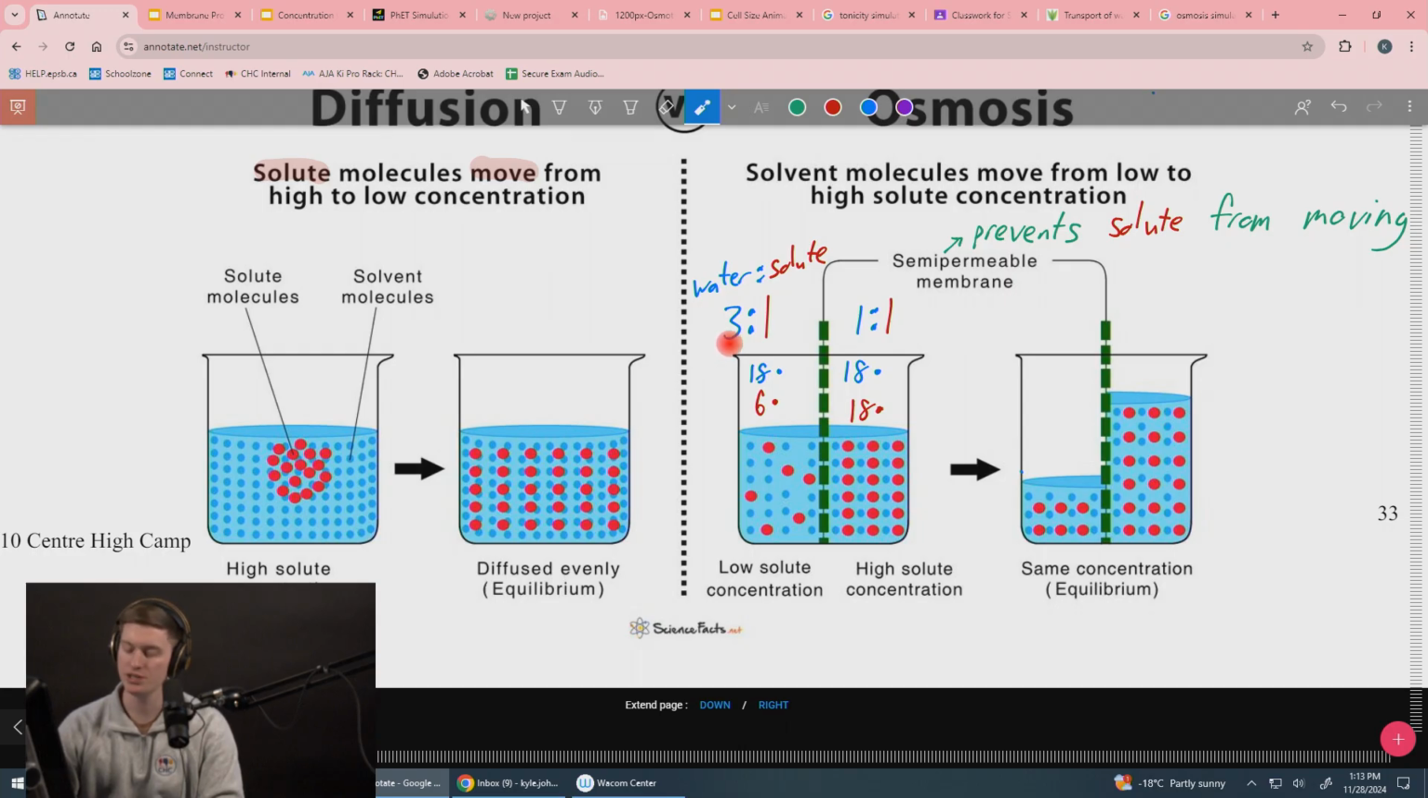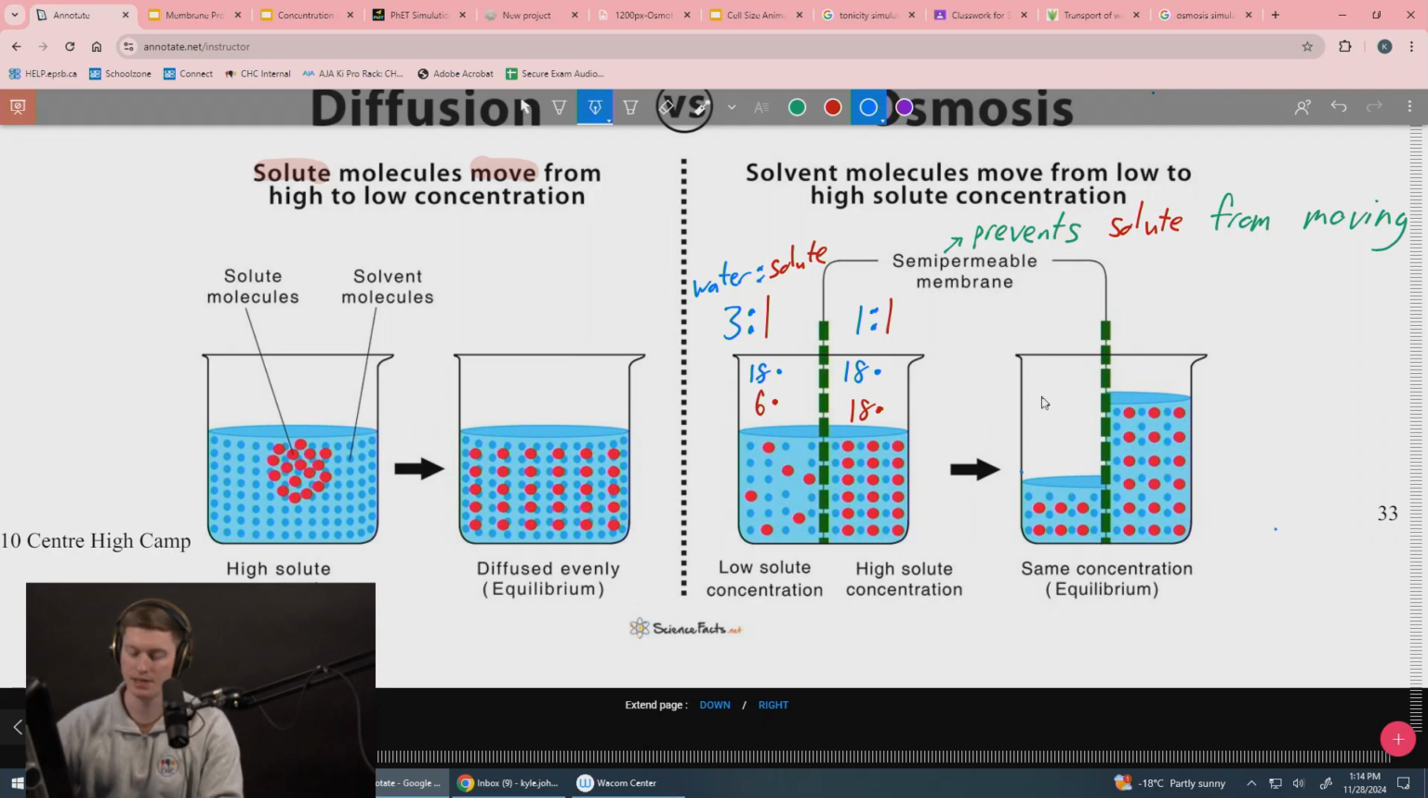The concentration is not the number of molecules, it's the ratio between solute and solvent. We have a 3-to-1 solvent to solute concentration here. We cannot move the red particles across the membrane to even this out. So instead, we're going to move the blue particles across the membrane to even this out. So we're going to move water across the membrane.